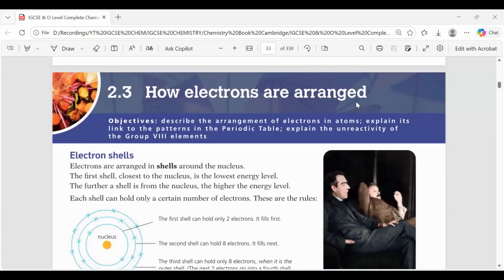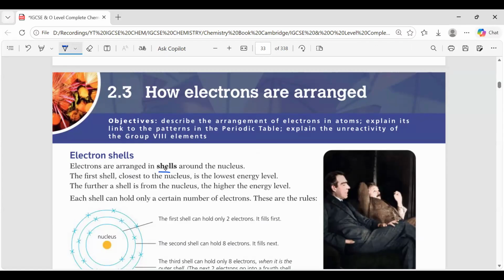Recording in progress. In section 2.3, it is now mentioned how electrons are arranged. We will see that there are different shells, and within those shells, the electrons are arranged.